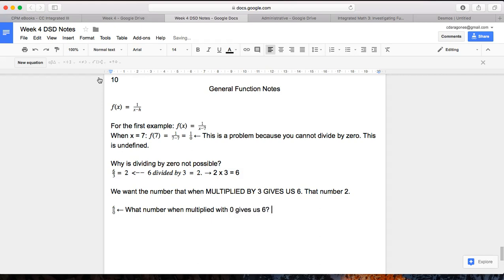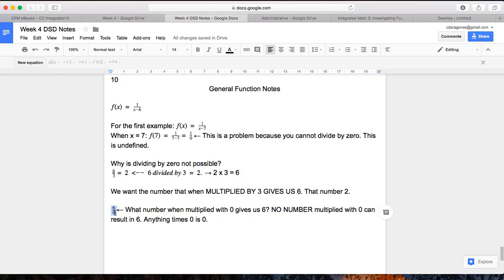And the answer is no number multiplied with 0 can result in the number 6, because anything times 0 is 0, right? So this therefore results in an undefined number when I try to divide by 0.